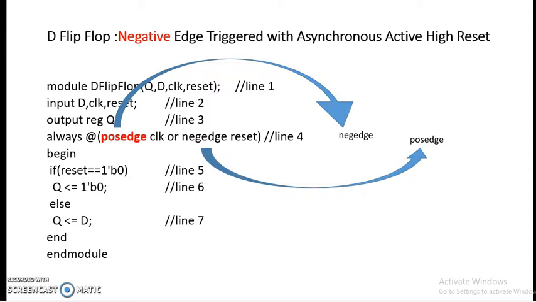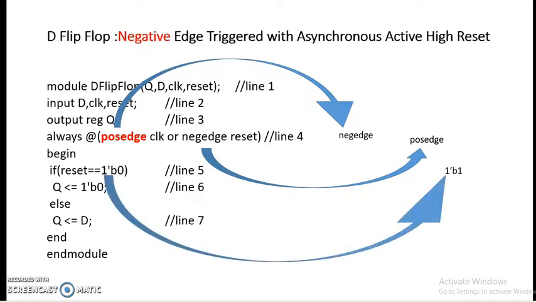Second change: since we have to design it for the asynchronous active high reset, we have to make this change also, negedge to be replaced with posedge. Is that all? No, there's one more change which you have to make. What is that change? It is this one. Because here our aim is to reset the flip-flop when the reset signal is high, we have to make this one more change in line 5.